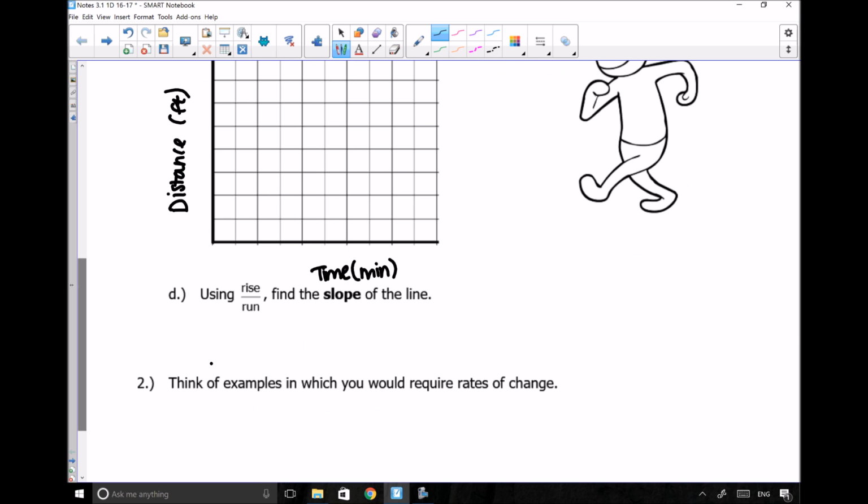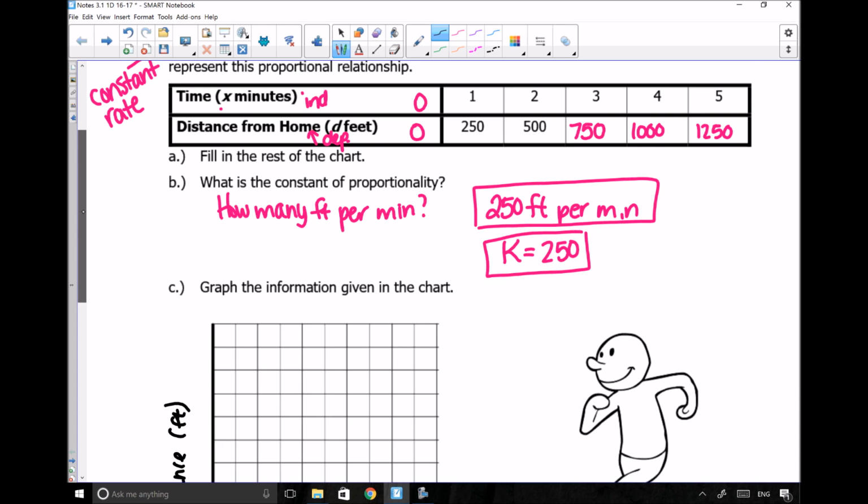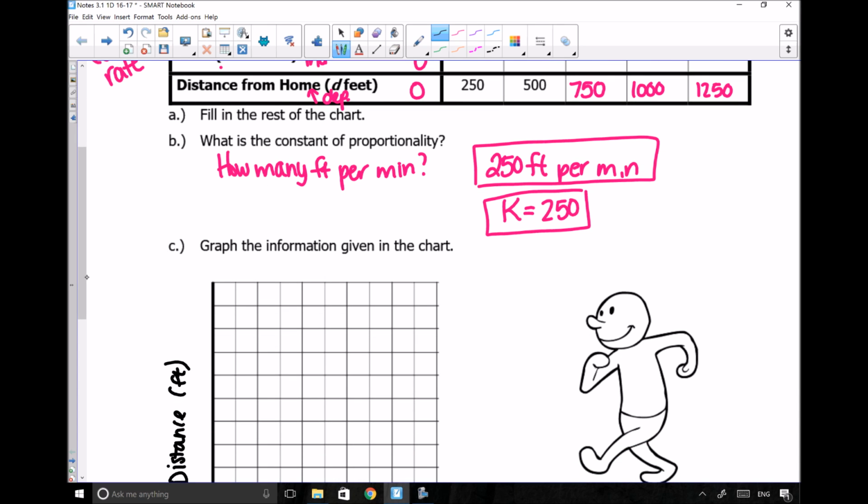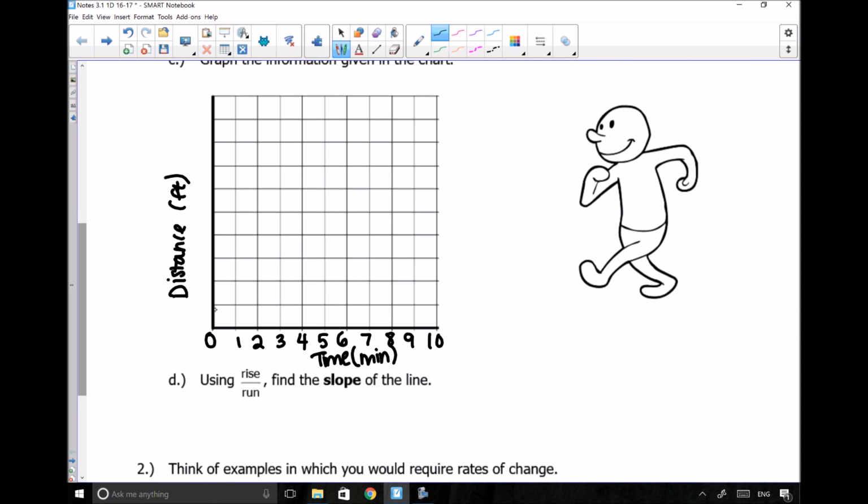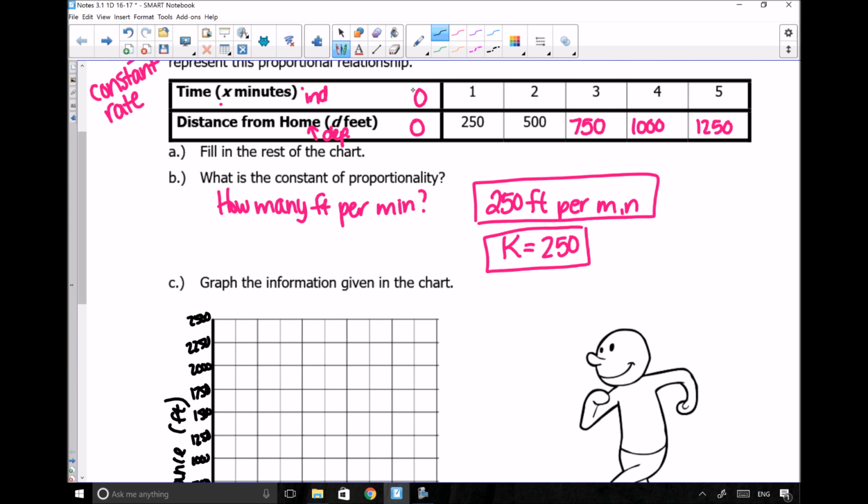I know that it starts off with 0 minutes, and I'm just going to go up by ones. Depending on the graph, you might want to change your scale. For my distance from home, I can choose what my scale is going to be, but I need to make sure that I get to 1250. If I have 1, 2, 3, 4, 5, 6, 7, 8, 9, 10, going up by hundreds probably won't work. Maybe 200s will work, or I could even go up by 250. So this is 250, 500, 750, 1000, 1250, 1500, 1750, 2000, 2250, and 2500.